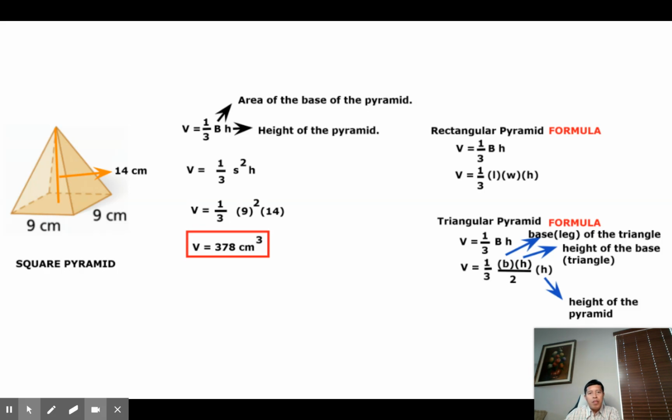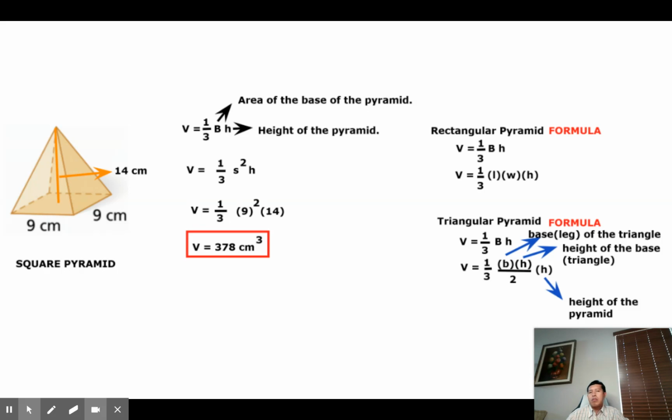Now let's use the formula in solving for the volume of pyramids. V for volume is equal to one third capital B, which is the area of the base of the pyramid, and that's the square for this example. H is the height of the pyramid. Now let's set up a specific formula. We will replace that capital B. So the shape of the base is a square, so the area of the square is S squared. And because of that, the volume will be equal to one third times S squared times height.